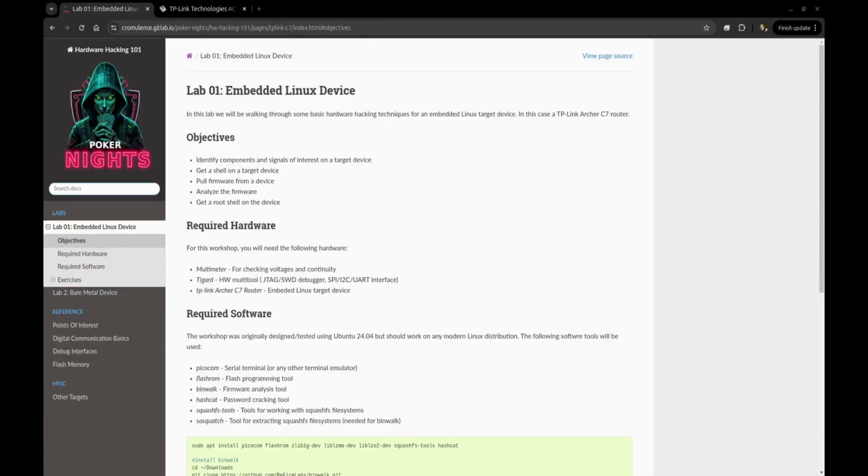Alright, today we're going to be looking at the TP-Link Archer C7 router. The objectives for today are to try and find a UART shell in the device, to pull the firmware from the device, and based on what we can find in the firmware, see if we can get root access on that shell.